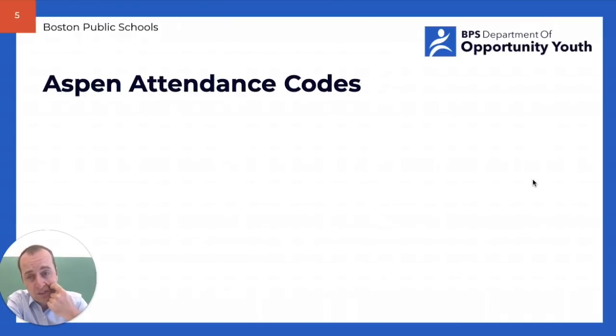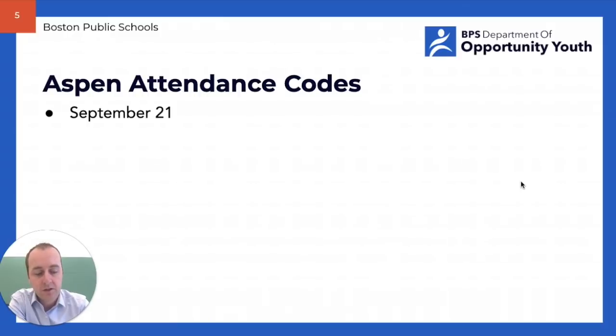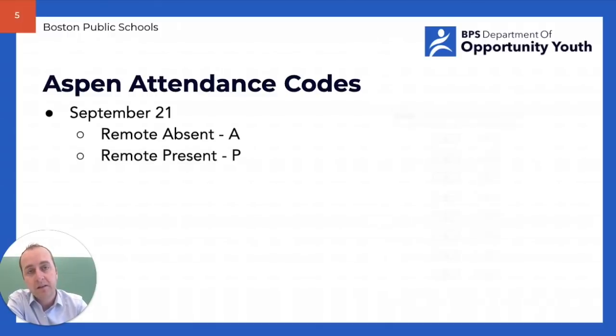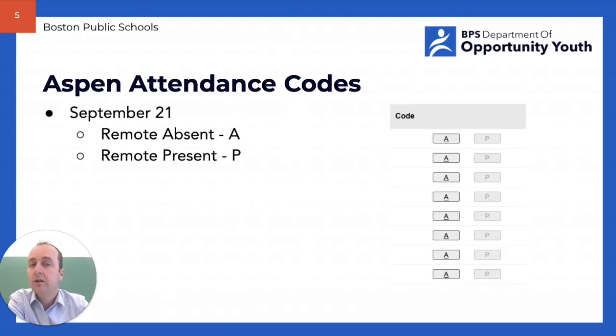In order to do this, we need to make some small modifications to Aspen to collect our attendance data. So starting on September 21st, all students K-12 will be remote. So we're only going to have 2 attendance codes: A, meaning that they were absent from remote instruction, and P, meaning that they were present for remote instruction. The default will be P, with the exception of the DNR process, which I'm going to get to in a second.